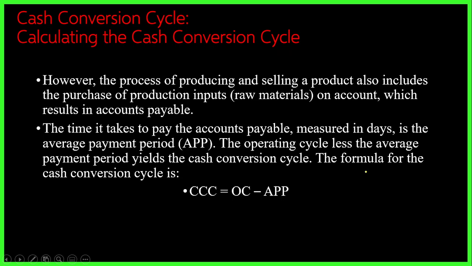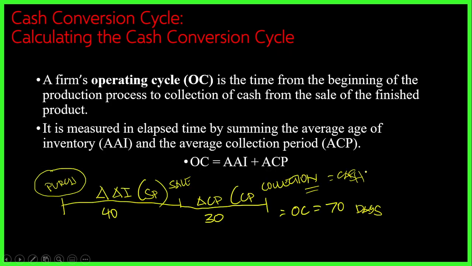The operating cycle less the average payment period yields the cash conversion cycle. The formula for the cash conversion cycle is as follows: operating cycle less the average payment period, also known as the accounts payable deferral period. Now let's go back to the previous slide, where our computation is.